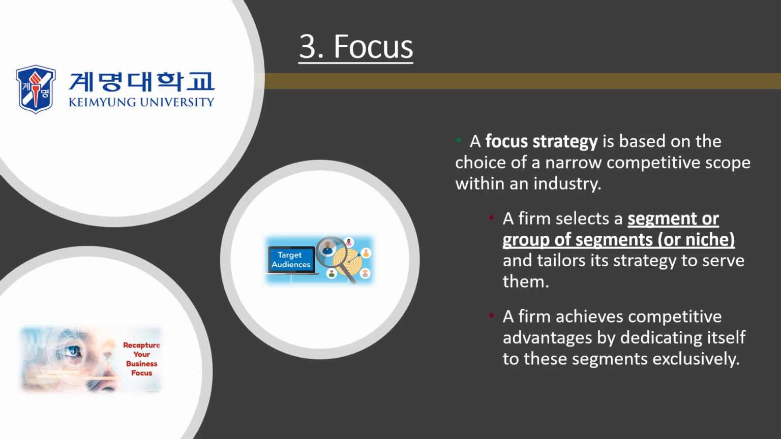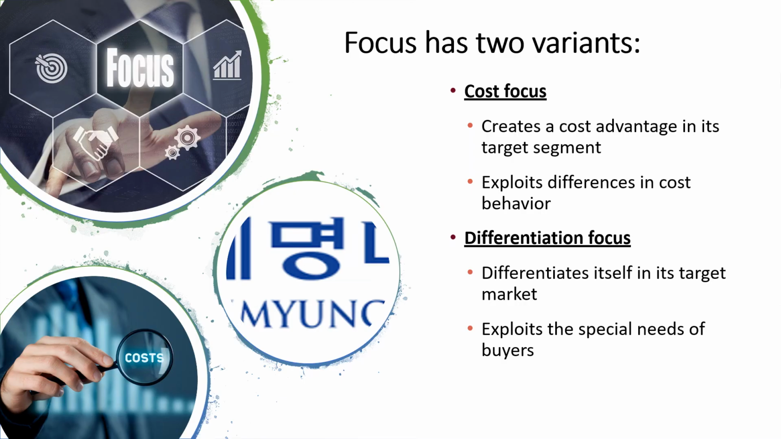The third generic strategy is based on the choice of a narrow competitive scope within an industry. The focuser attains competitive advantages by designing itself to a segment or group of segments and tailoring its strategy to serving them. The essence of focus is the exploitation of a particular market niche. Focus strategy has two variants.